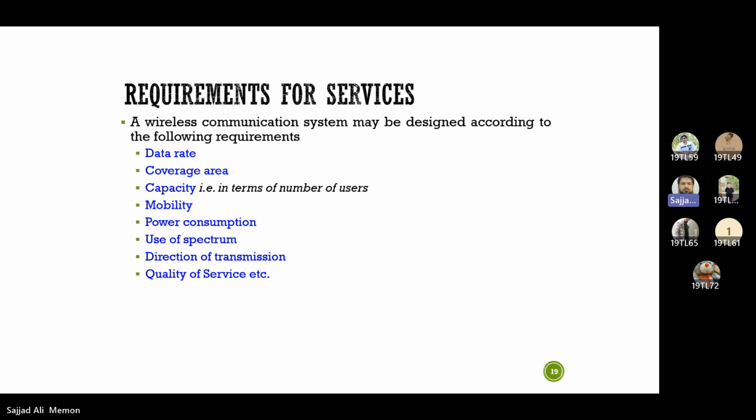Then we also want to increase the footprint coverage area. If coverage area is there, capacity will also increase, mobility will be there, and then power consumption. It should be efficient, EPNR should be low. Direction of transmission: whether it is bidirectional, unidirectional, broadcast, one-to-one, one-to-many type of communication. That should be determined, and what quality of service we are promising. So these are some requirements that should be taken into account before designing or deploying any wireless communication system.